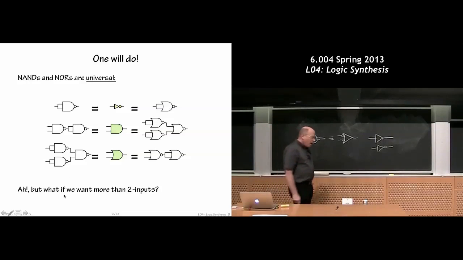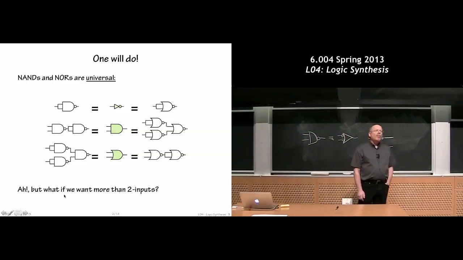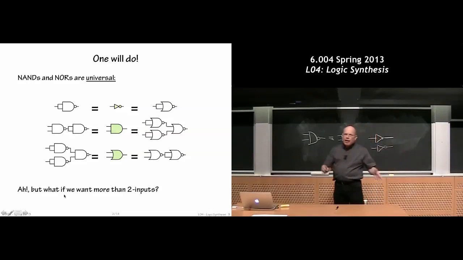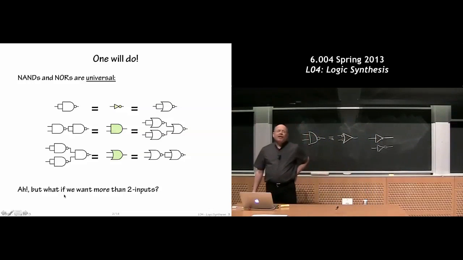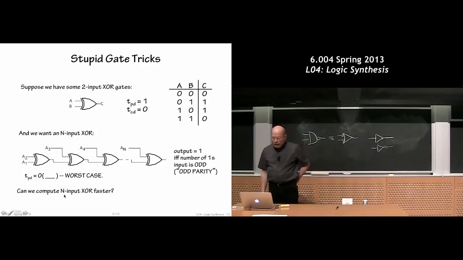But before I do that, let me talk a little bit about what happens when I want more than two inputs. Suppose I have nothing but two-input gates in the stockroom. Can I go off and build a 4-input gate? I have 2-input ANDs. How can I build a 4-input AND? Okay, well, this is, again, not terribly complicated. None of this is rocket science.